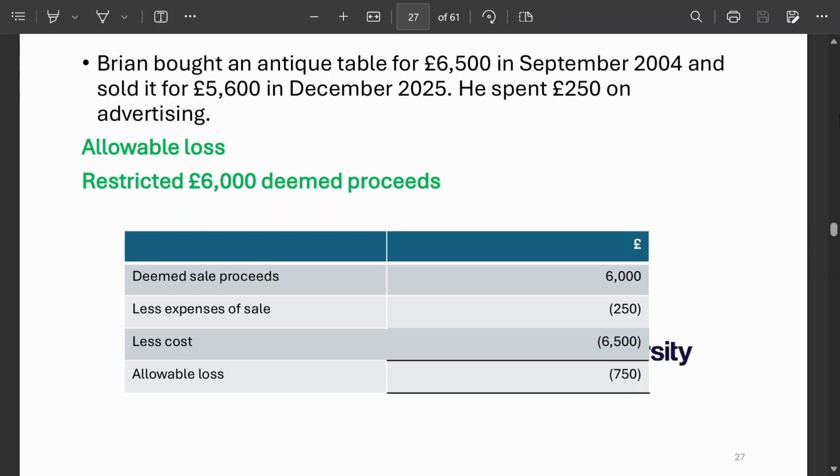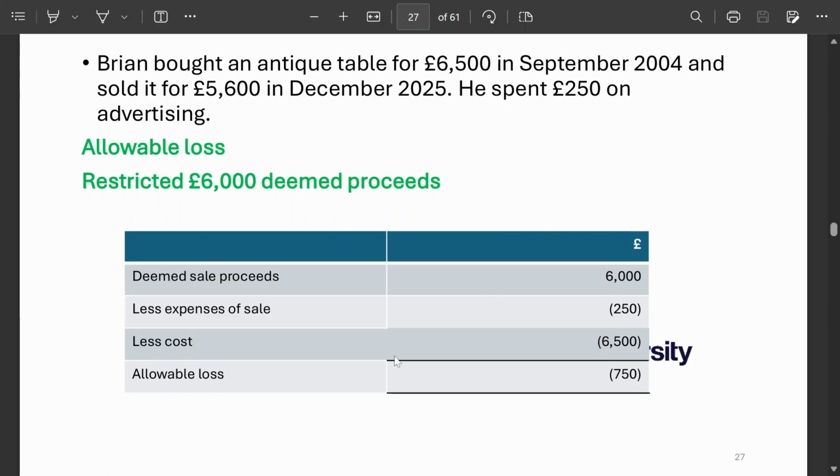All right, so you see what happens here. He buys a table for 6.5K and sells it for 5.6, which means this is falling into the top right corner. Bought for more than 6K and sold for 6K or less. So what is the rule here? The rule is that we will allow a loss to happen, but we will assume that no matter what you actually sold it for, the sale proceeds were actually 6K.